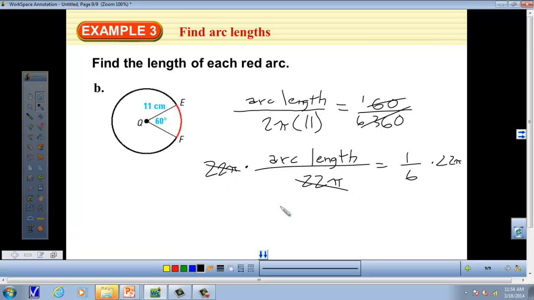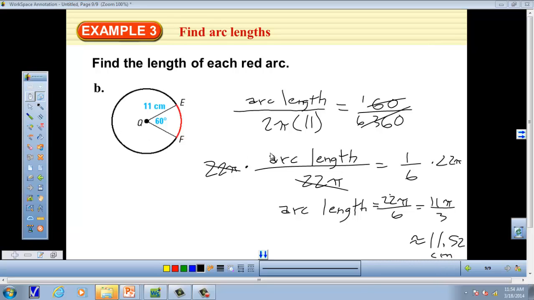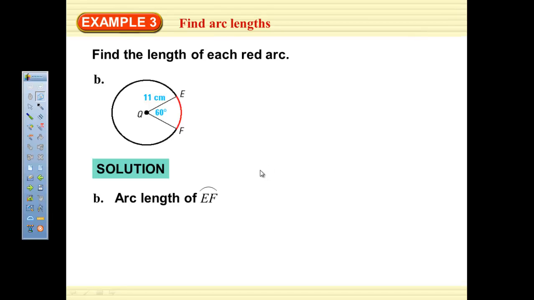The 22 pi's cancel here, giving us arc length. And we've got 22 pi over 6, which also becomes 11 pi over 3. Getting out our calculator, 11 times pi divided by 3. We get, I guess we'll do 2 decimal places, 11.52 centimeters. Okay. So again, they use basically the same formula, 11.52 centimeters.